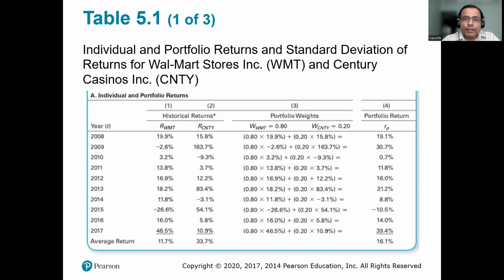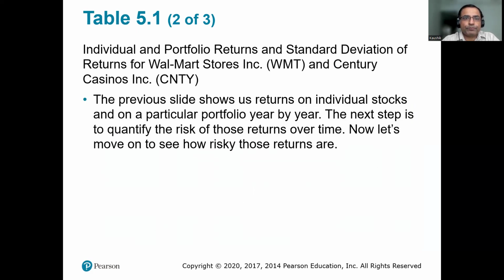So we have the example of stocks of Walmart and Century Casino. So the portfolio has 80% share of Walmart and 20% share of Century Casino. So based on this weightage, we find the portfolio returns.